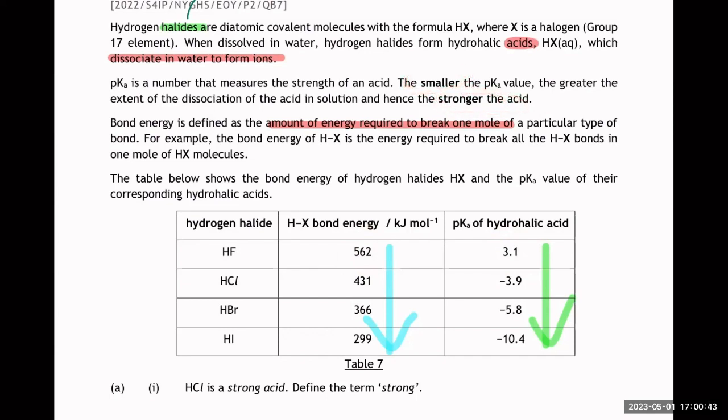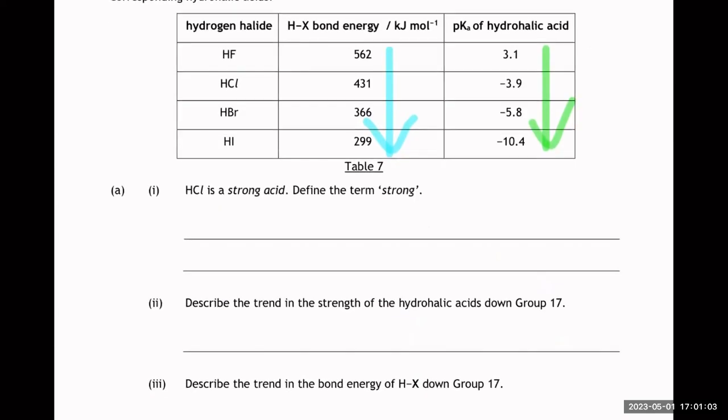Okay, no worries. Because they want to stay together, correct or not? They will rather stay together. That's why the bond energy is so high. So we are looking at how this bond energy relates to pKa, relates to acid strength.